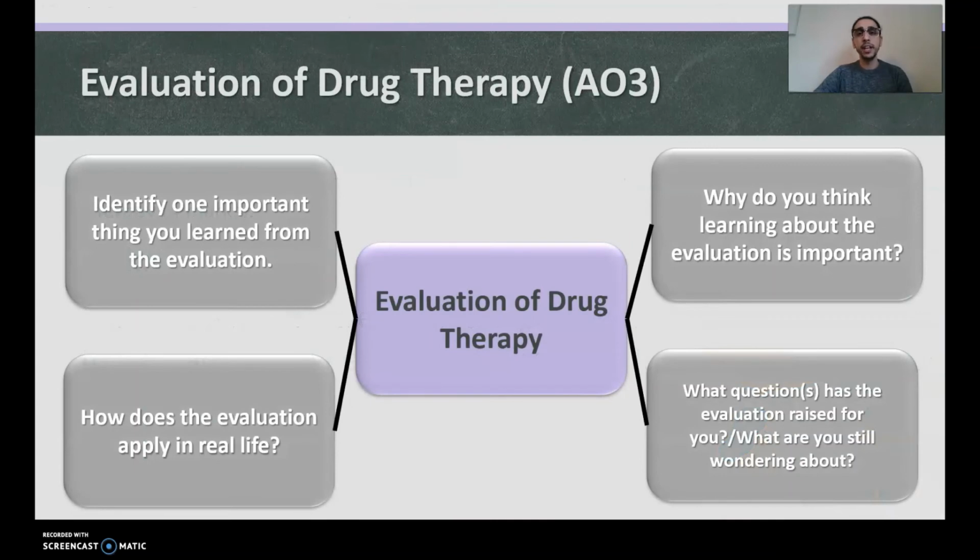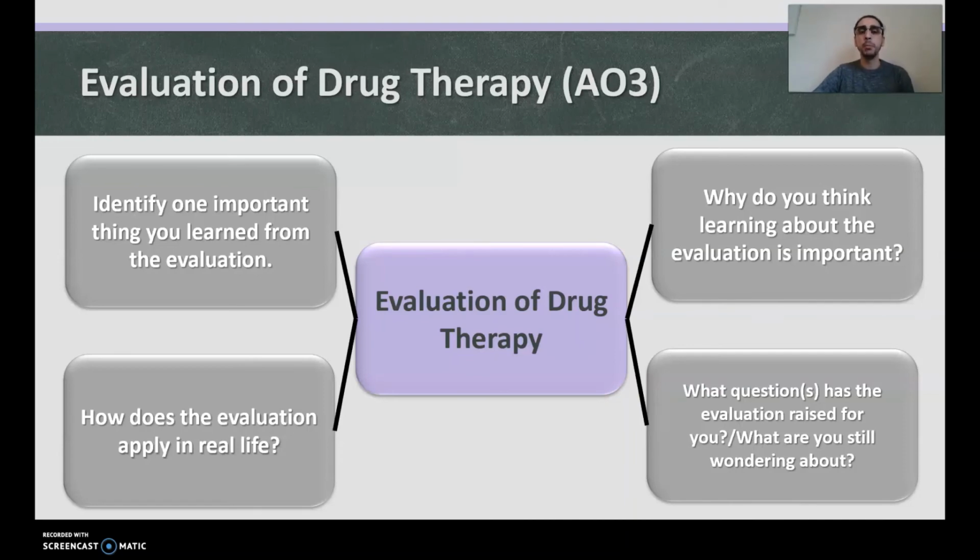Okay, and that's the evaluation of drug therapy. Identify one thing you learned from the evaluation. Why do you think learning about the evaluation is important? It brings up the ethical issues. It gives you a better understanding. These drugs, they're really effective. Yeah, they are in some cases, but are they just sedative, right? That's what we need to think about. What are the ethical issues because of this?